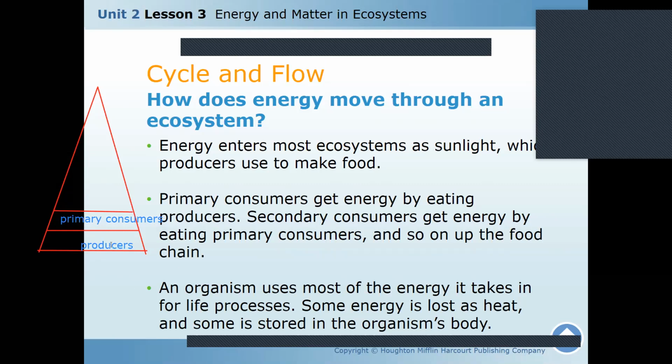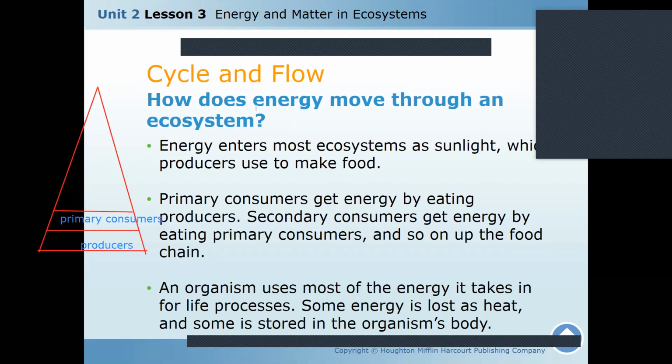Again, we have producers, plants. Those who eat plants are called primary consumers. Primary consumers are taken up by secondary consumers, and so on. This is how energy flows from one organism to another organism.